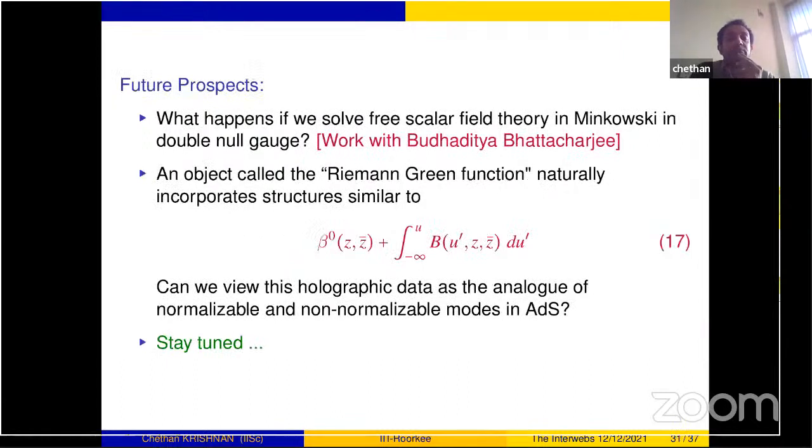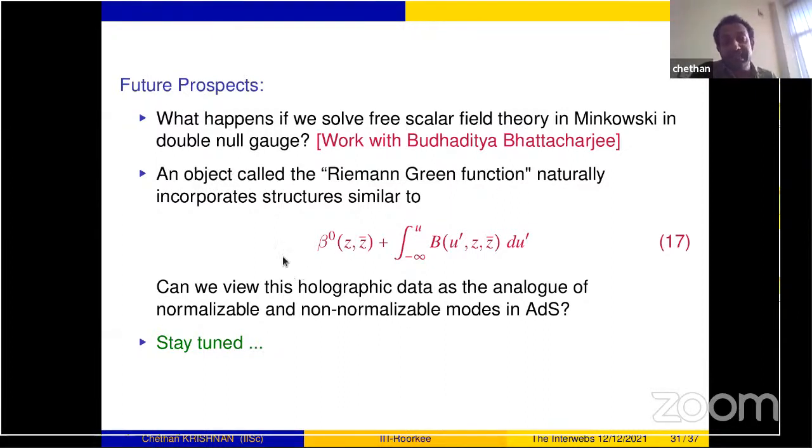One of the things we have not done completely yet is this: the first thing to do is to solve Einstein's equations, instead of trying to solve scalar field theory. So what happens if we solve free scalar field theory in Minkowski space in double null gauge? This is something I'm doing with my student Shir, who's probably in the audience. An object called the Riemann Green function naturally incorporates some of the structures that show up in the case of Einstein.